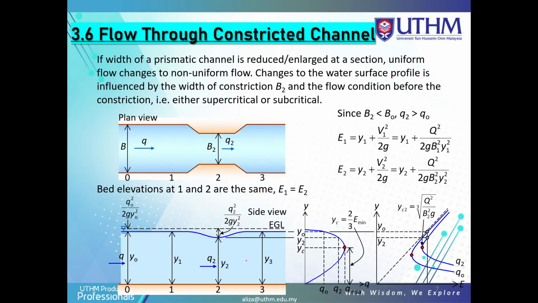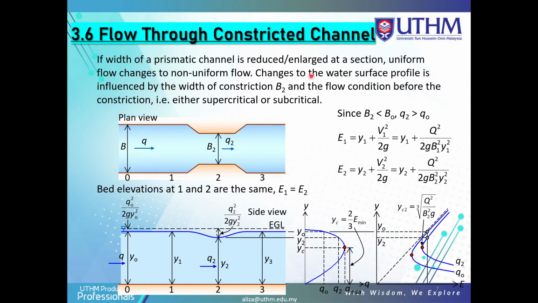So now we look at the flow through constricted channel. After we learned in part A about flow through a broad-crested weir and the calculation of critical depth, now we look at the flow through a constricted channel. If the width of a prismatic channel is reduced or enlarged at a section, uniform flow changes to non-uniform flow.